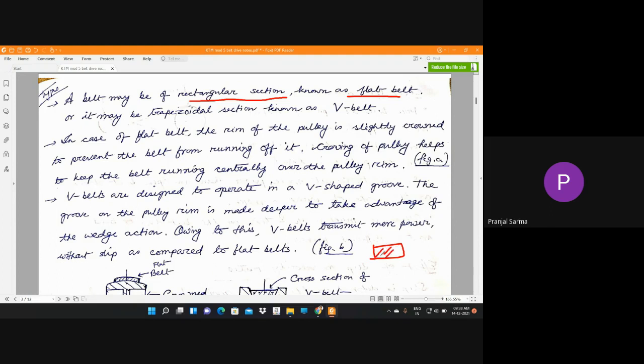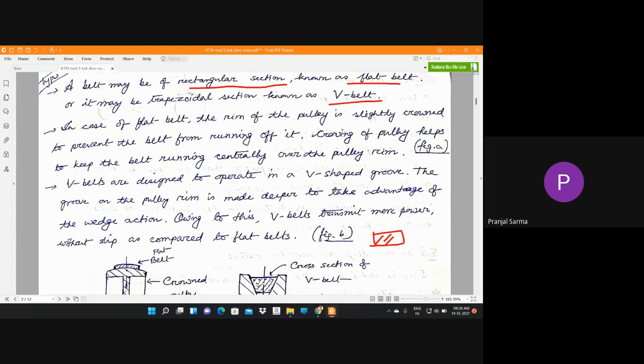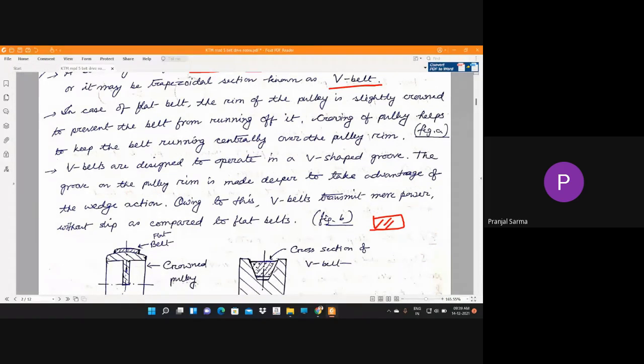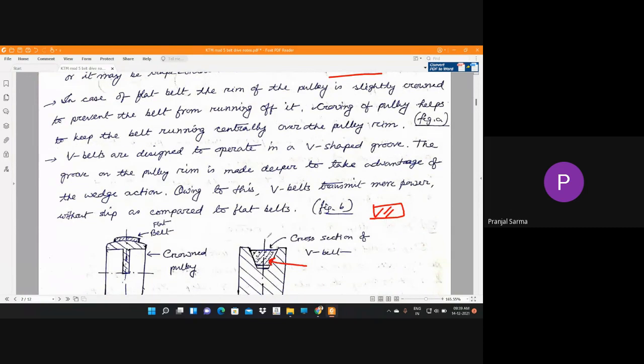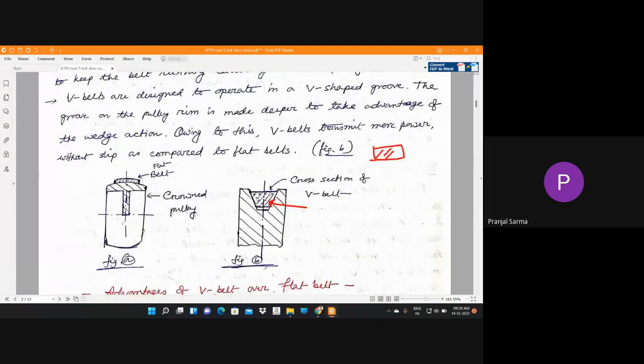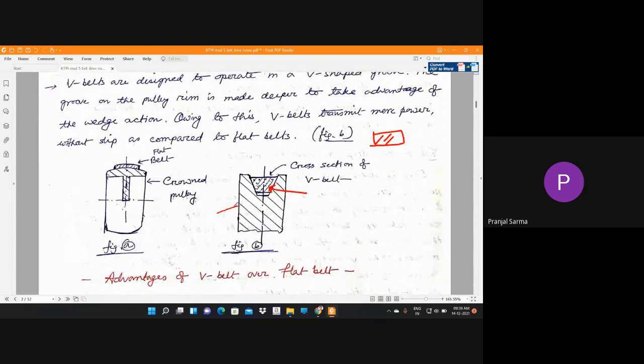Now, if the belt has a trapezoidal cross section, that is the V belt. In this figure you can see the trapezoidal cross section of the belt, that is the V belt we are talking about. In this figure we are showing one side of the pulley only. Generally for a V belt, a groove is made in the pulley, and the V belt is mounted onto the groove.